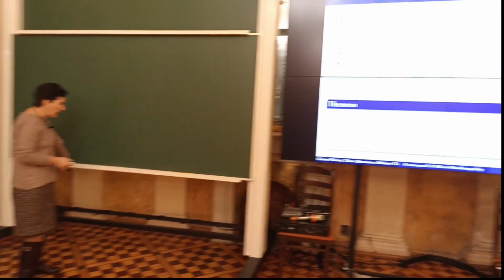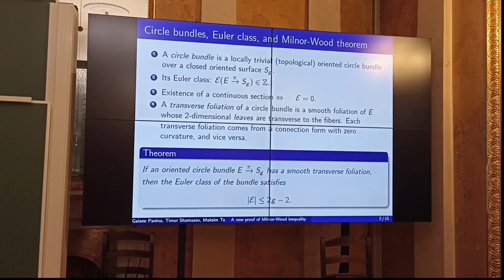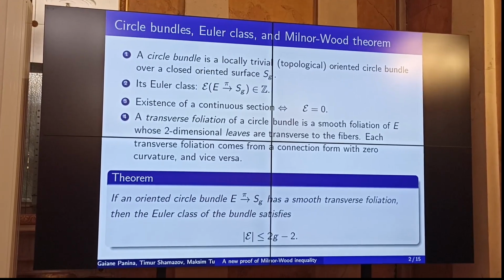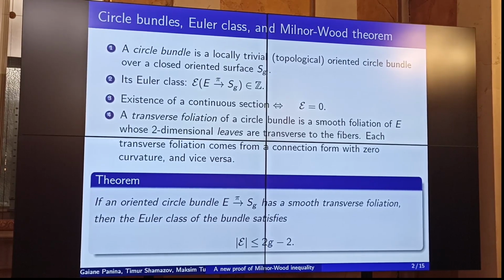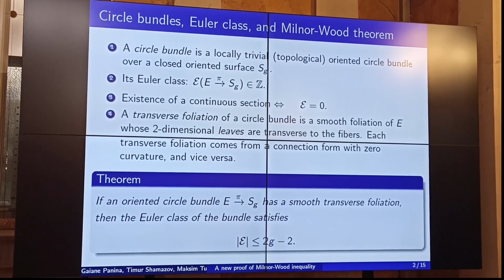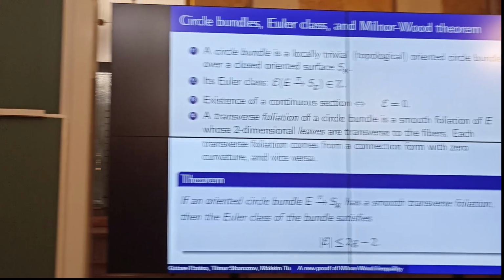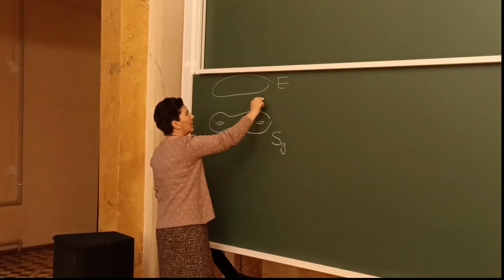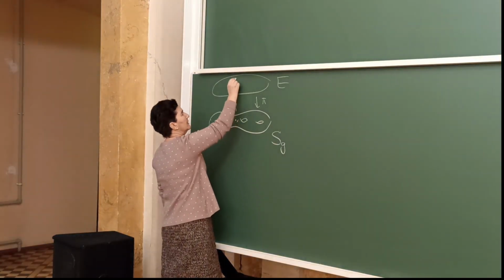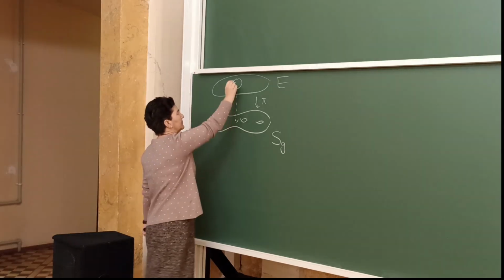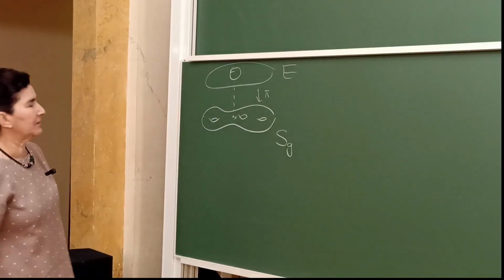First of all, let me remind you the main ingredients of the statement. So we have an oriented surface that is a sphere with a number of handles, which we denote by S_G. G is the number of handles, and we have a fiber bundle. The total space is E, the projection is pi, and the preimage of each point in the base is an oriented circle. Okay, this is what is written here.